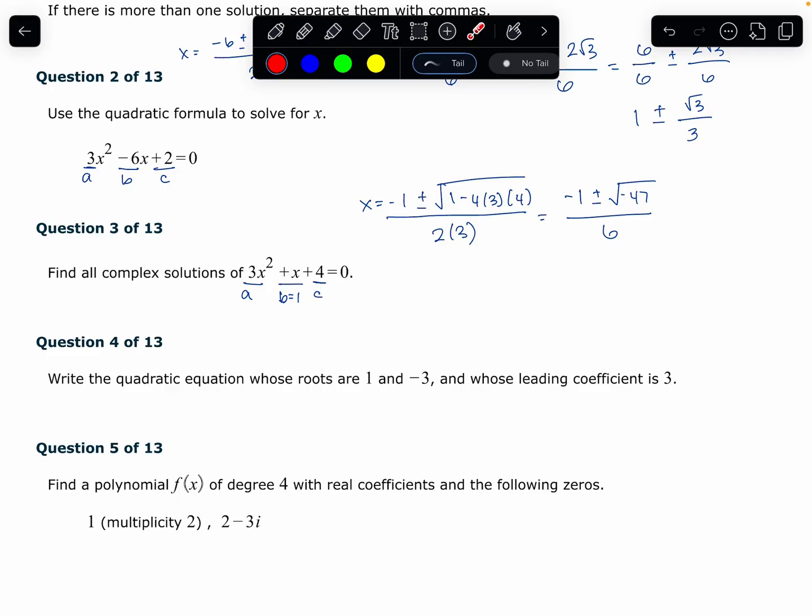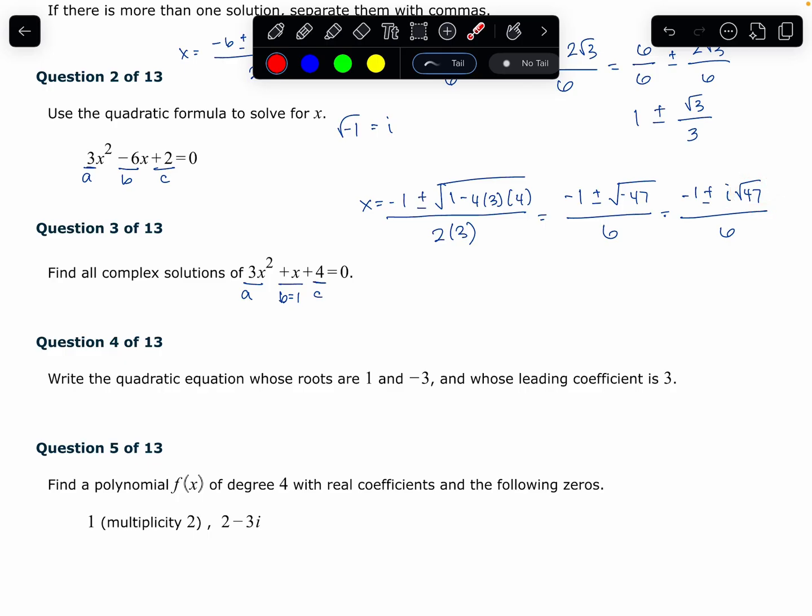And so what we need to do here is get rid of this negative that's inside of the square root. If you remember, the square root of negative 1 is equal to i. So the fact that I can treat this as negative 1 times 47 means I can rewrite this as negative 1 plus or minus i square root of positive 47 over 6. So make sure that you get this i first, and then you can make it positive, and then you can plug this in. But for me, the square root of 47 doesn't simplify any further.